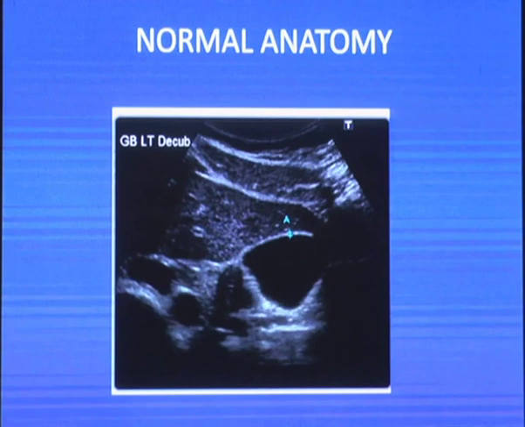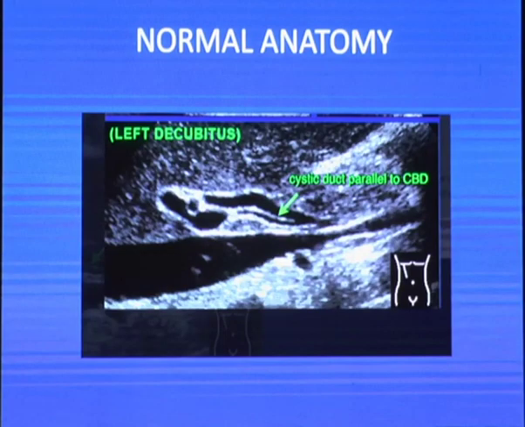Regarding gallbladder wall thickening, it is appropriate to measure the thickness anteriorly in a cross-sectional view, that is, with the probe placed transversely. From here we will measure gallbladder wall thickness, and it should be less than 3 mm. Another slide of anatomy. This is the left lateral decubitus view, and we can see the cystic duct parallel to the CBD and joining it. So this view must be obtained to examine not only the cystic duct of the gallbladder but also the CBD.